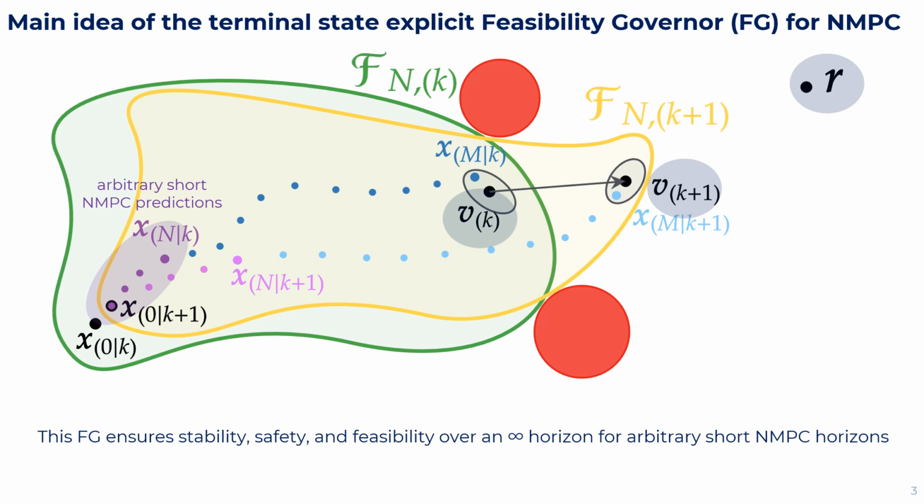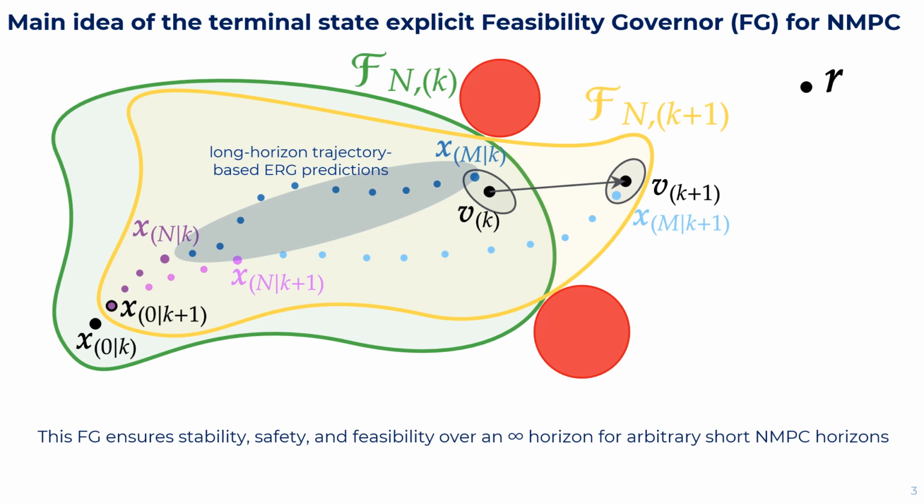The proposed FG is composed of two parts. First, it computes in closed form a long horizon trajectory prediction of the terminal closed loop dynamics that ends near the auxiliary reference V.